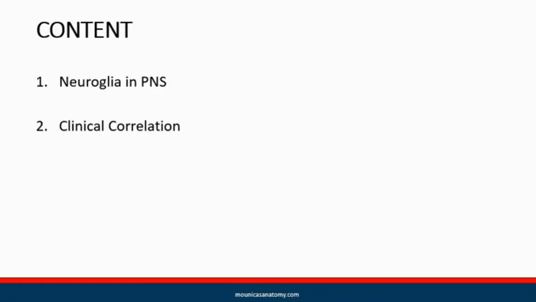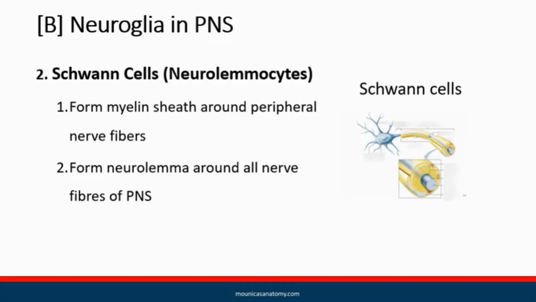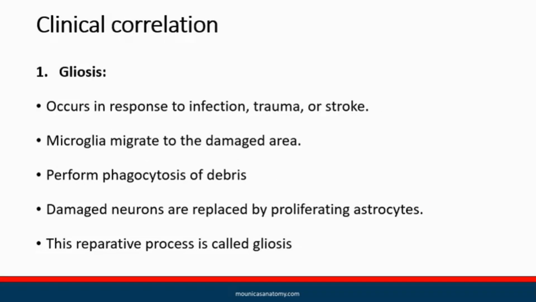Neuroglia, part 3. Let's study neuroglia in peripheral nervous system and clinical correlation. Satellite or capsular cells surround cell bodies of neurons in sensory and autonomic ganglia. They provide structural support and nutrition to neuronal cell bodies. Schwann cells, also called neurolemmocytes, form myelin sheath around peripheral nerve fibers. They also form neurolemma around all nerve fibers of PNS.